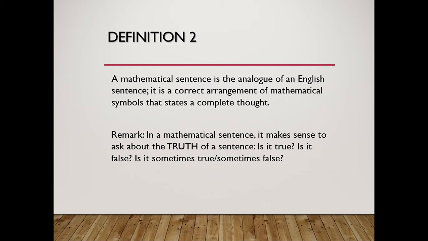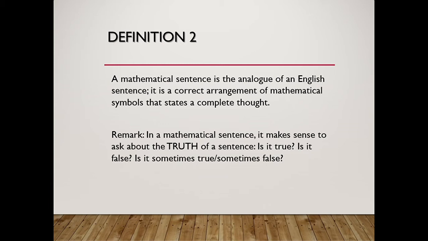Now, for our definition 2, we have here a mathematical sentence is the analog of an English sentence. It is a correct arrangement of mathematical symbols that states a complete thought. So again, an English sentence is the analog of the mathematical sentence. Ato activity nga gihimo, this is with complete thought. Again, with complete thought. For mathematical sentence and English sentence.